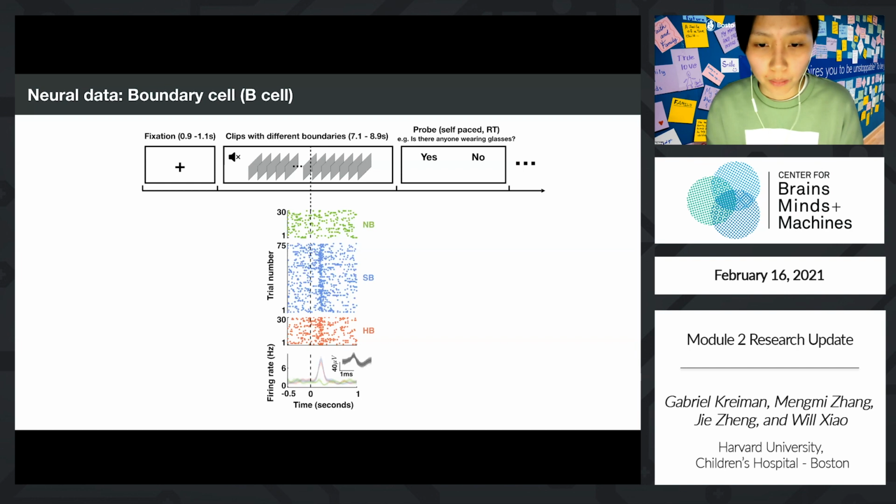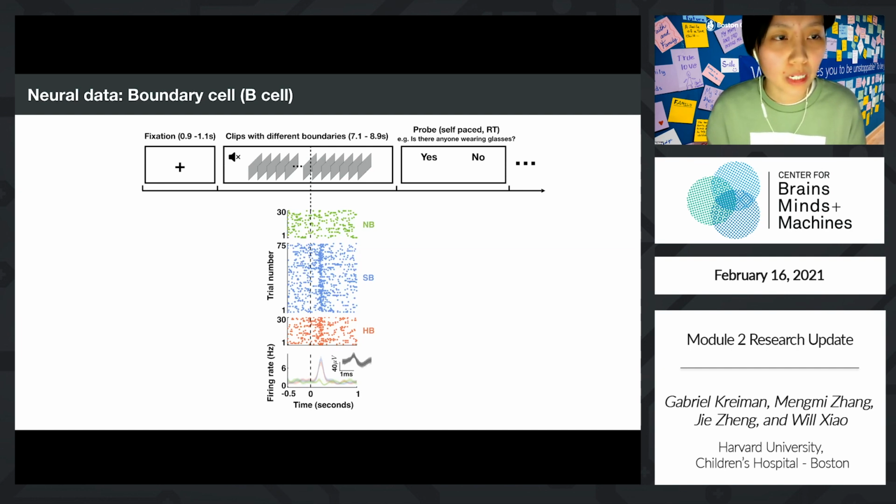Then besides purely signaling what type of boundary it is, we also found that boundary cells and event cells are capable of reflecting subsequent memory performance, even earlier on, at the encoding session. Here, this is the same boundary cell I showed you before, which increases its firing rate for both soft boundary and hard boundaries.